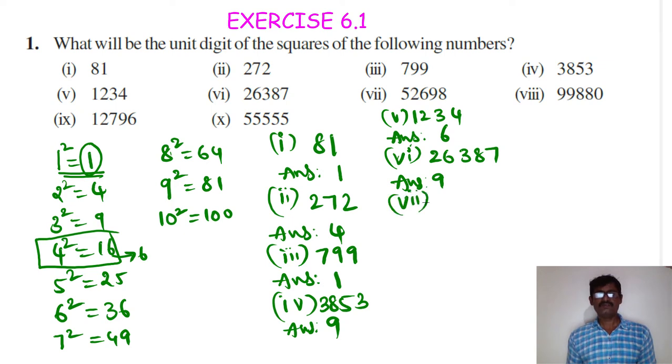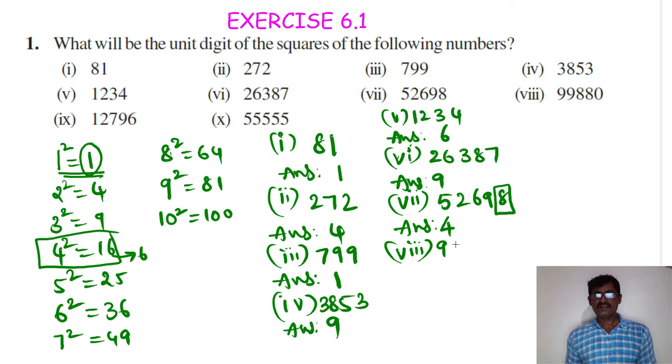Seventh problem, 52,698. Here we have 8 in units place. 8 square is 64. In 64, the digit in units place is 4. So for this number also, the square of this number has 4 in its units place. Eighth problem, 99,880. So the square of this number has 0 in its units place.